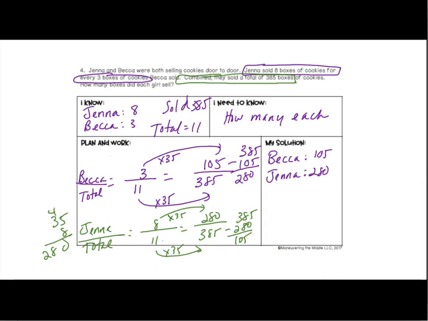All right, so here I have worked the problem out both ways in case you chose Becca or Jenna to work with. But this is a total problem. It tells you that combined they sold a total of 385 boxes. So that means that you had to take that 8 and that 3 and put them together. Be very careful. Be on the lookout for those types of problems.